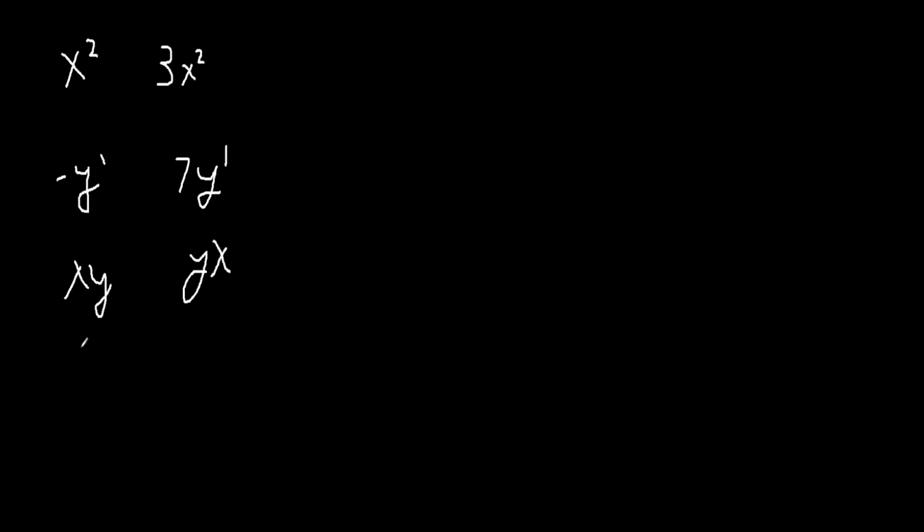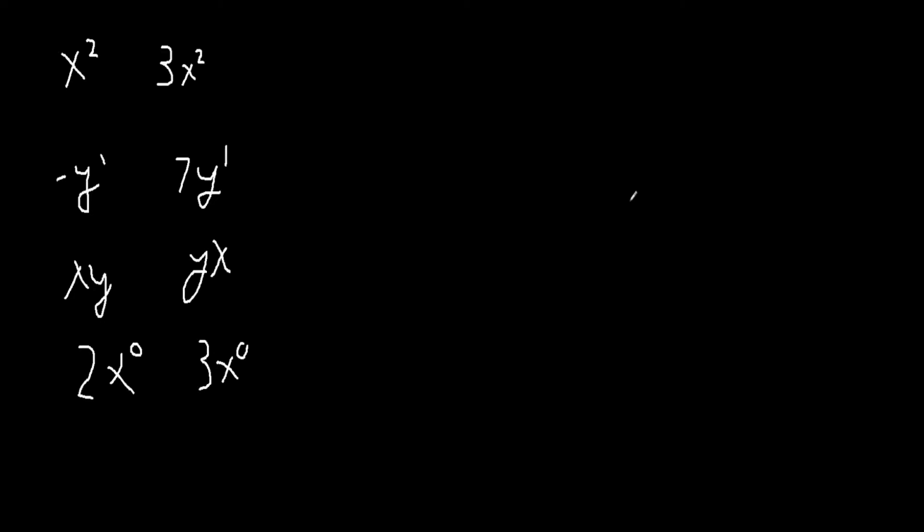Even if we had numbers like 2 and 3, these are also like terms because we still have these variables and exponents, x to the 0. Since we know these give us 1, we still have our like terms because x to the 0 and x to the 0 are the same thing. So these are of course like terms.